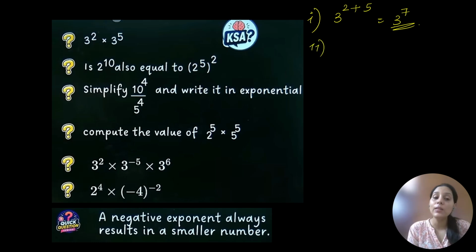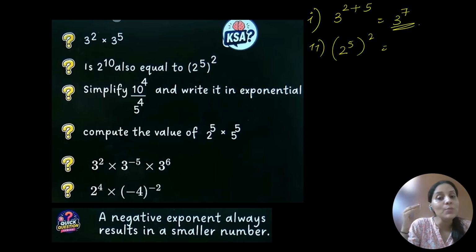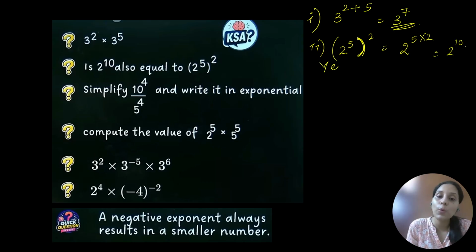Next up we have, is 2 power 10 equal to 2 power 5 whole square? Now, 2 power 5 whole square. When you have more than one power, that means multiple powers. Multiple powers are always multiplied. So, bracket means multiplication. You can also remember like that. So, 2 power 5 into 2, which is 2 power 10. So, yes, both of them are equal.